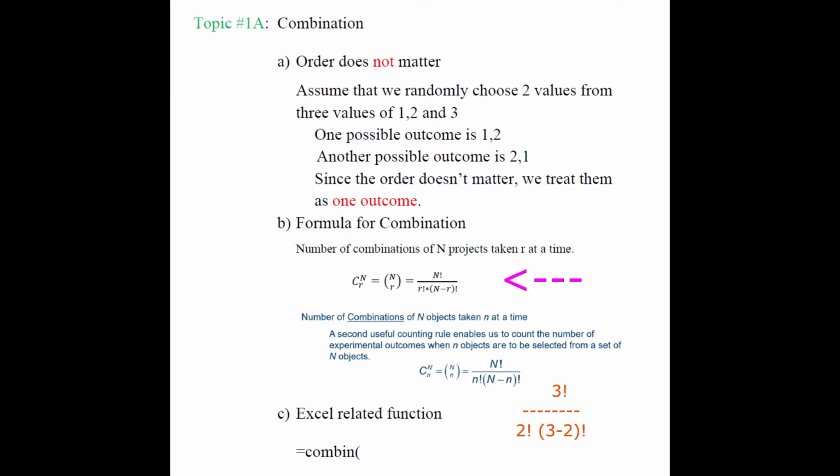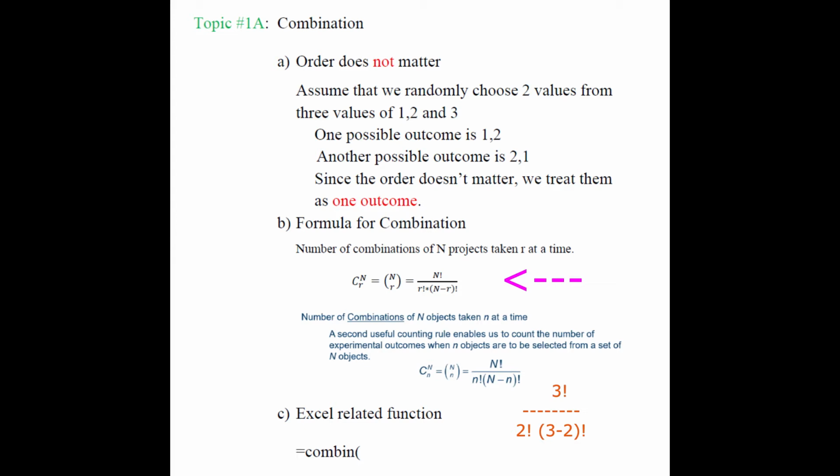Formula for the combination is, because the textbook uses capital N, small n, it's difficult to talk. I use small r, okay? And so I use this one as an example. We choose 2 out of 3. In this case, capital N is 3. Small r is 2. So the numerator will have 3 factorial, 2 factorial, 3 minus 2.